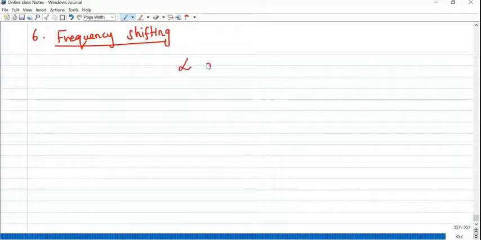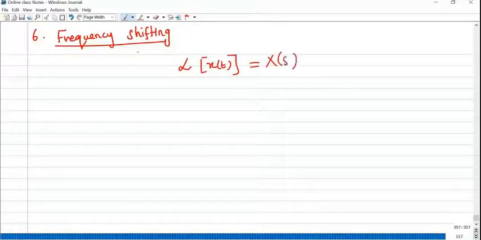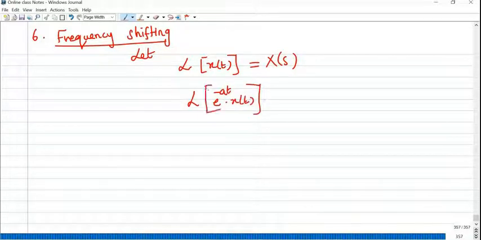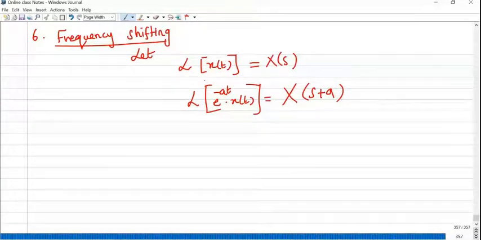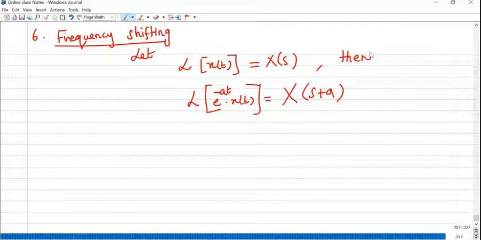Frequency shifting property. If the Laplace transform of x of t is X of s, then the Laplace transform of e power minus a t x of t is X of s plus a. So remember the frequency shifting property of the Laplace transform: if x of t has Laplace transform X of s, then for e power minus a t x of t, wherever s is there, all the s is replaced by s plus a.